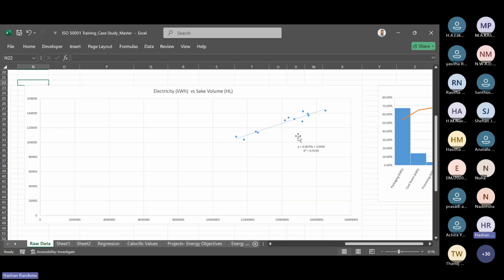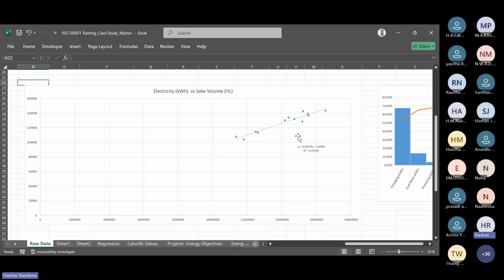So if you need to reflect the money and the effort you have put into the projects when you are presenting the energy performance to the management, the most important thing you need to do is to identify the proper energy performance indicators. That's the key summary of these 2 hours.